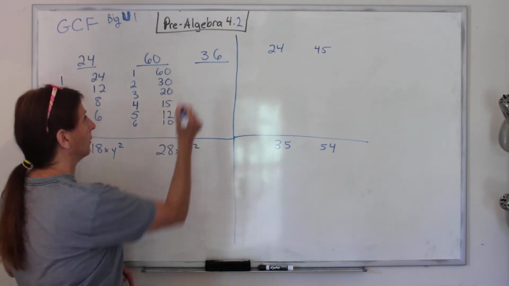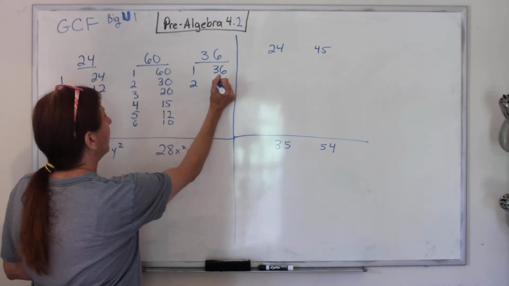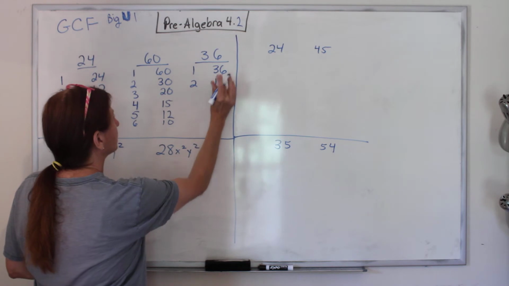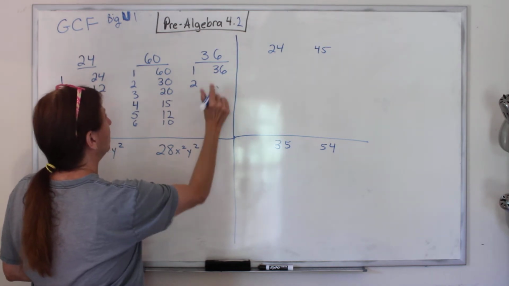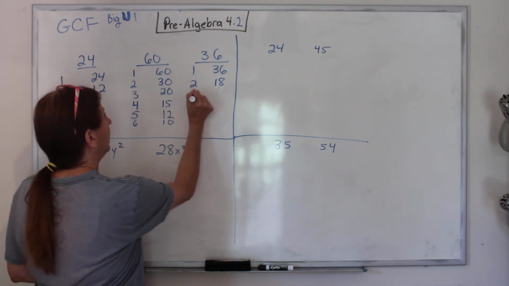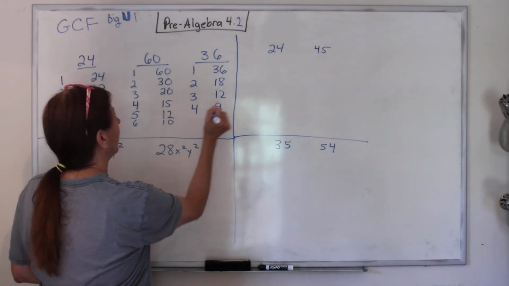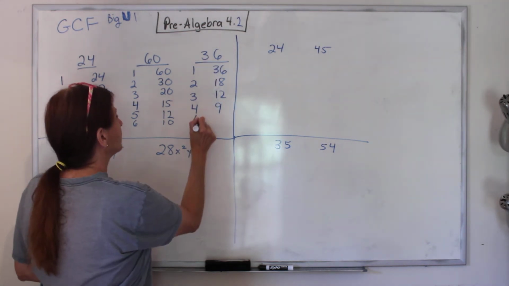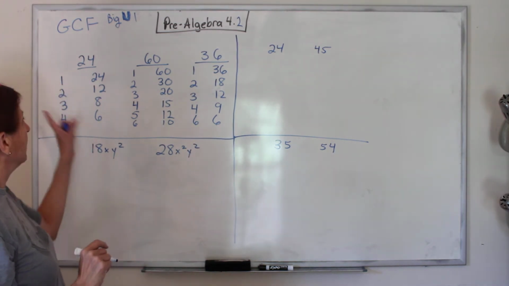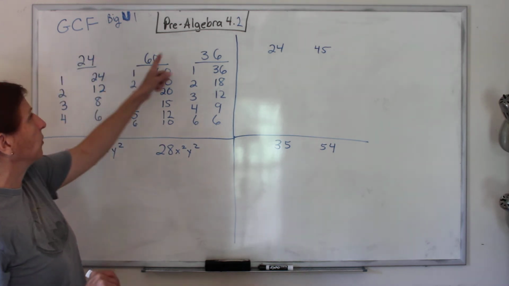Alright, let's do an easier one. 36. 1 and 36. 2 and 18, right? 2 and 18. I think that's right. 3 and 12. 4 and 9, 5 doesn't go into it. 6 times 6, ta-da! I know I'm done when I get to 6 times 6. Okay, so those are the three factorizations of 24, 60, and 36.